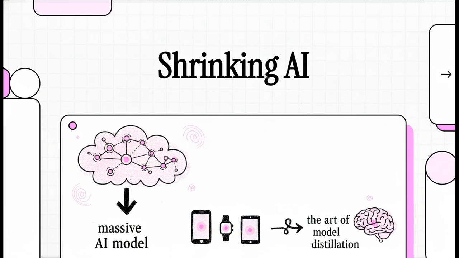AI can do some absolutely incredible things these days. But how do we actually get all that power out of those giant, expensive data centers and onto the devices we use every single day? Well, that's exactly what we're digging into today, this fascinating art of shrinking AI through a process called model distillation.